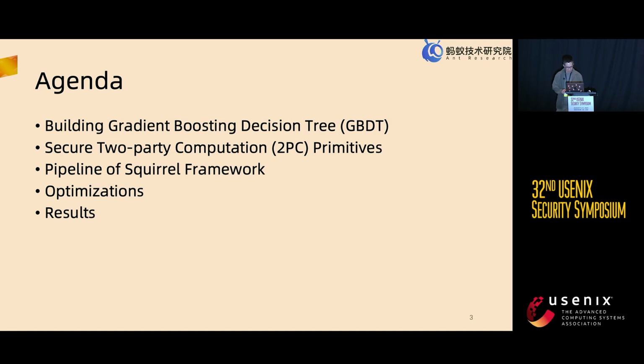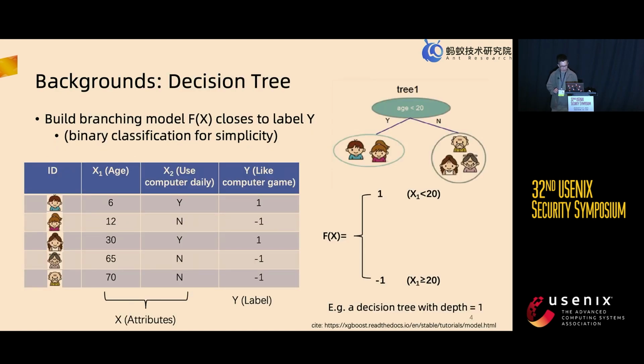We present many optimizations to achieve better communication efficiency and faster computation. We first give a simple description of what a decision tree is. Given this table with many columns of attributes, and the final column is the label, our target is to build a branching model, f(x), to give a prediction which we hope is close to the ground truth label, like a yes or no branching.